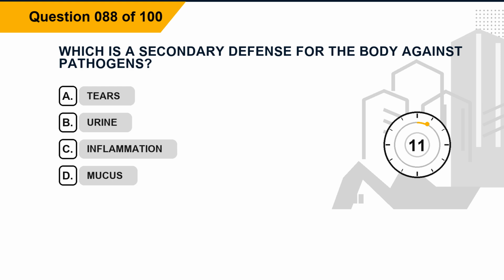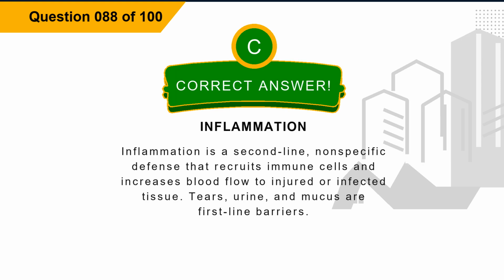Question 88. Which is a secondary defense for the body against pathogens? Option A. Tears. Option B. Urine. Option C. Inflammation. Option D. Mucus. The correct answer is option C. Inflammation. Explanation: inflammation is a second-line, non-specific defense that recruits immune cells and increases blood flow to injured or infected tissue. Tears, urine, and mucus are first-line barriers.